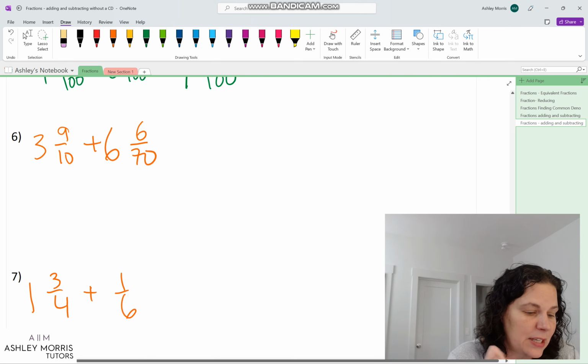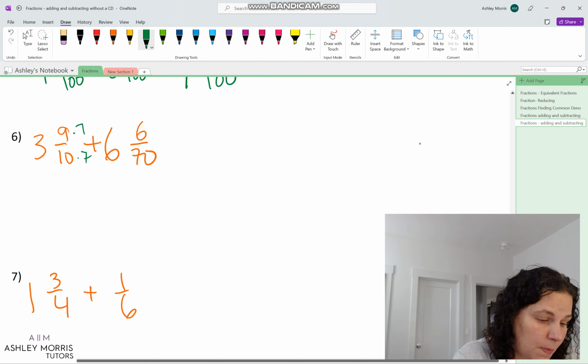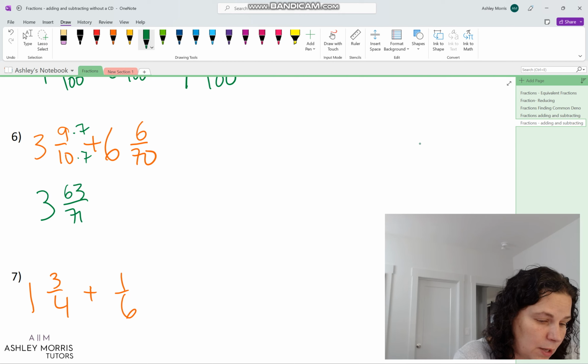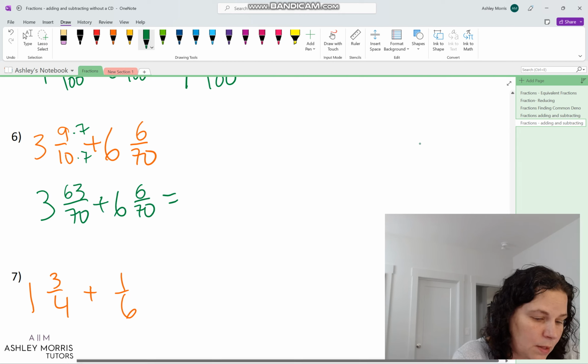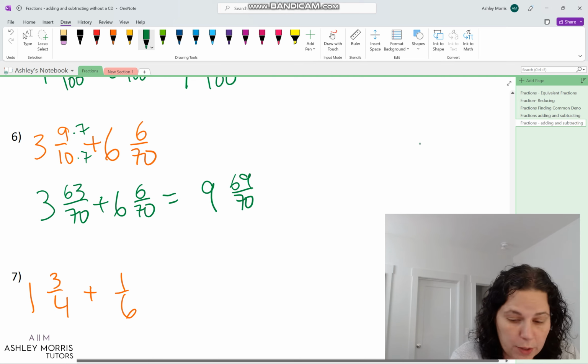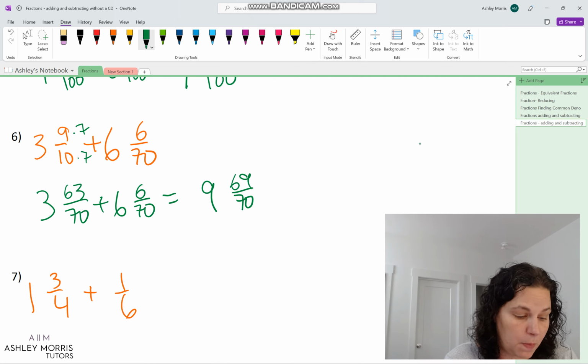10 and 70, nice, that's a 70. So multiply that one by 7 and you get 63 over 70. This one doesn't change at all. I love when that happens. And you get 9 and then 69 over 70. Add the whole numbers, add the top, leave the bottom alone.